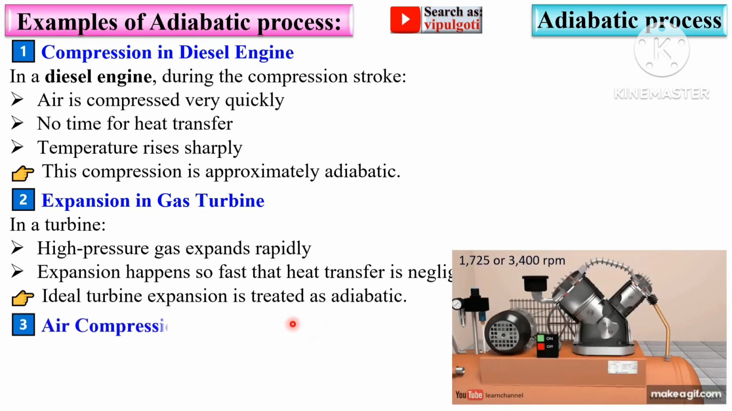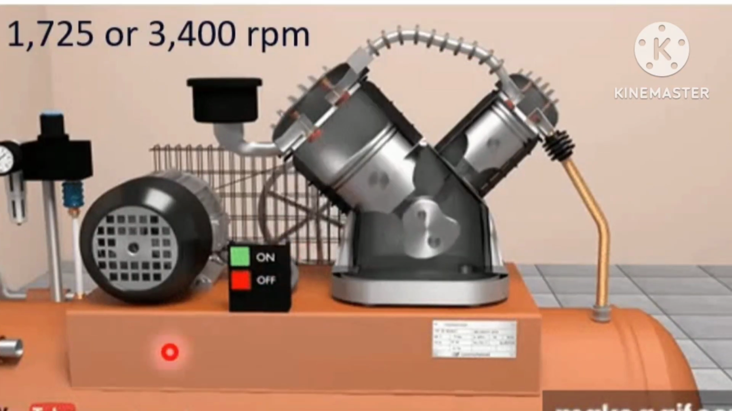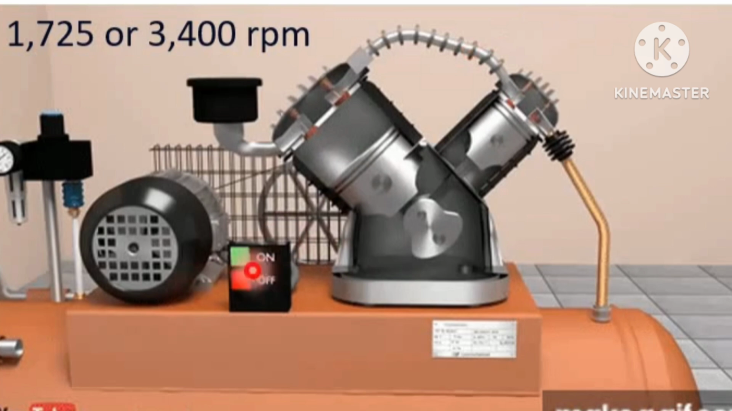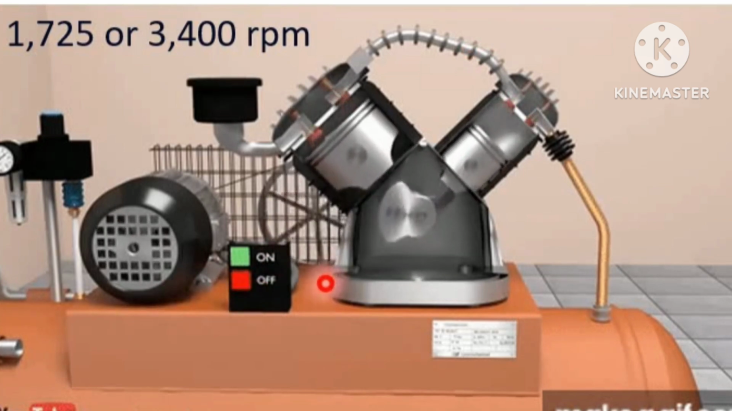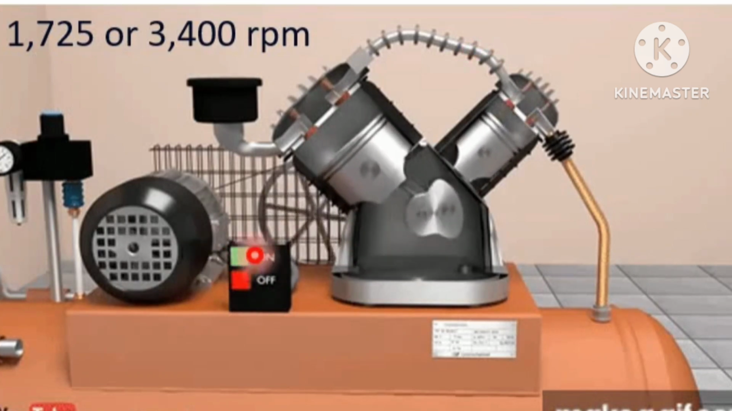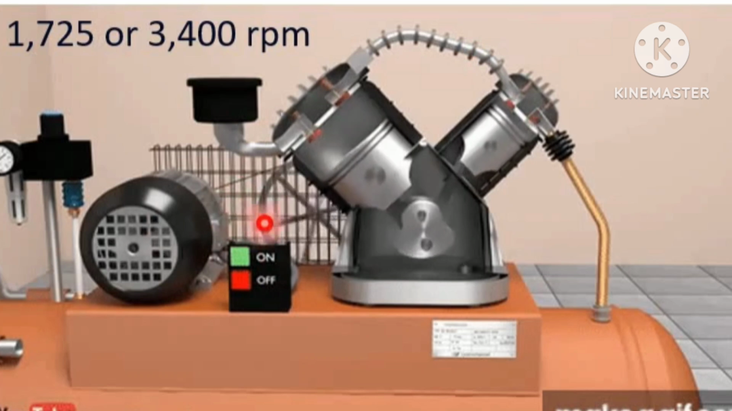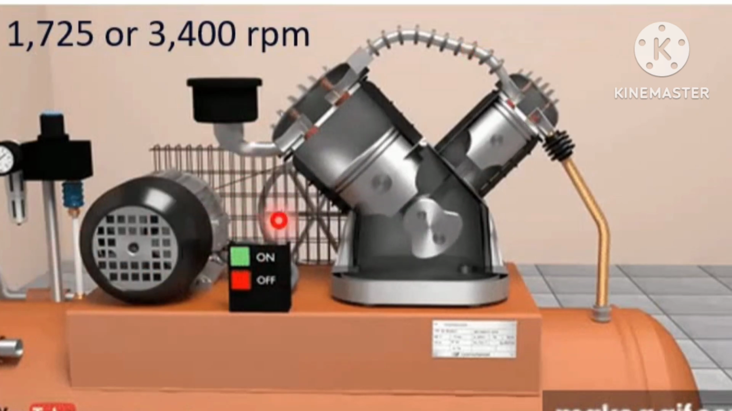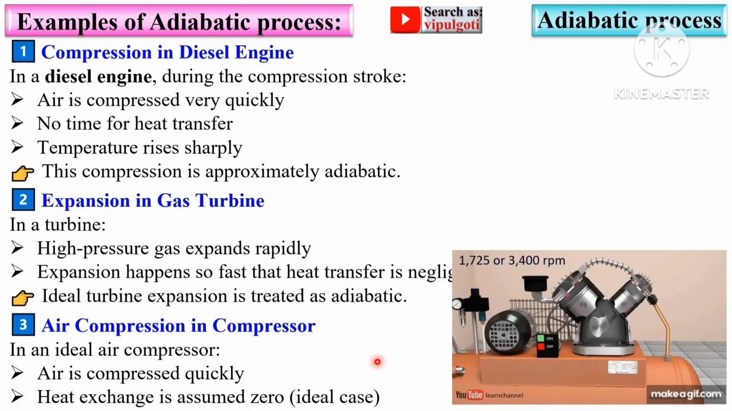Now the last example, air compression in a compressor. In an ideal air compressor, air is compressed quickly, so you can understand there is no time to exchange heat. So ideally you can assume zero heat transfer, and it is considered an adiabatic process.